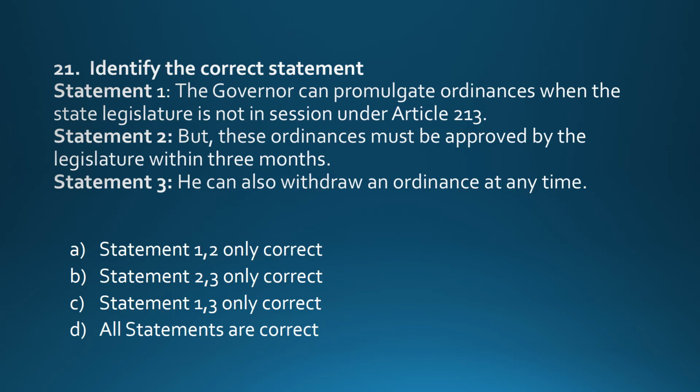Option A, statements 1, 2 only correct. Option B, statements 2, 3 only correct. Option C, statements 1, 3 only correct. Option D, all statements are correct. Correct answer is option C. Statements 1, 3 only correct. In statement 2, instead of 3 months, 6 months should come. These ordinances must be approved by the legislature within 6 months. Correct answer is option C. Statements 1, 3 only correct.